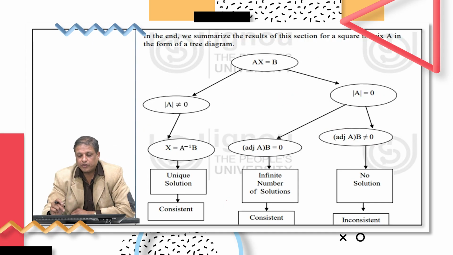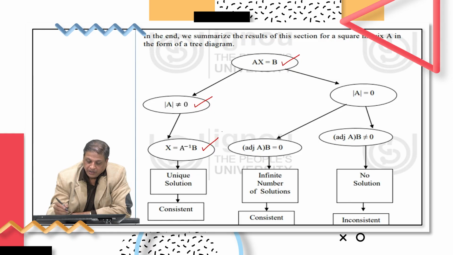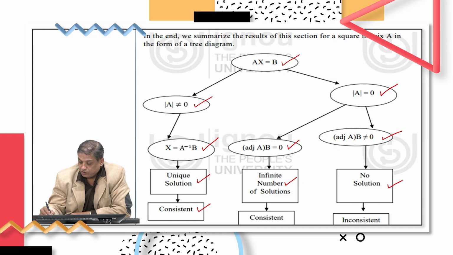In order to brief all the possibilities in the form of a graph, this picture summarizes all that. We have a system of equations, say Ax is equal to B, and if the determinant of A is not equal to 0, then x is equal to A inverse B is a unique solution and it is consistent. But if the determinant of A is equal to 0 and adjoint of A into B is also equal to 0, then we have an infinite number of solutions. Apart from this, if adjoint of A into B is not equal to 0, then there is no solution.